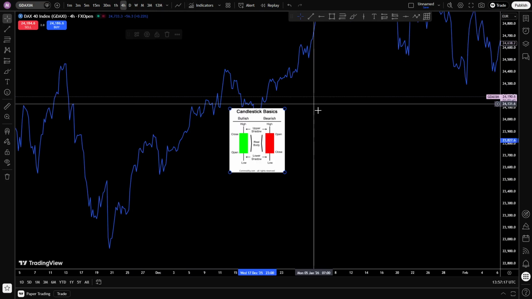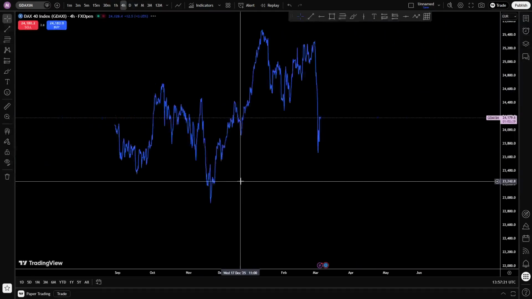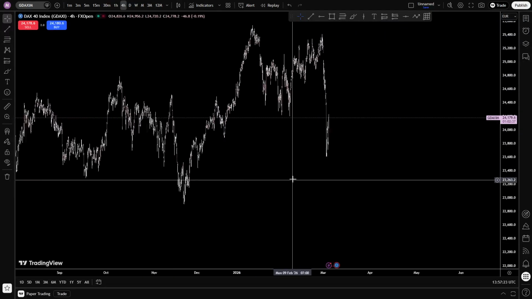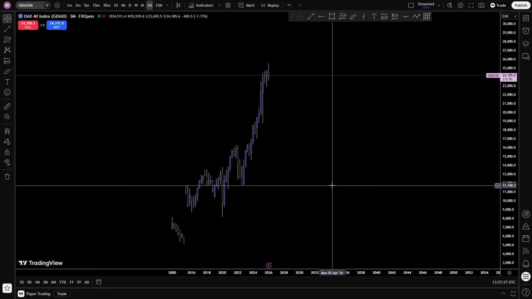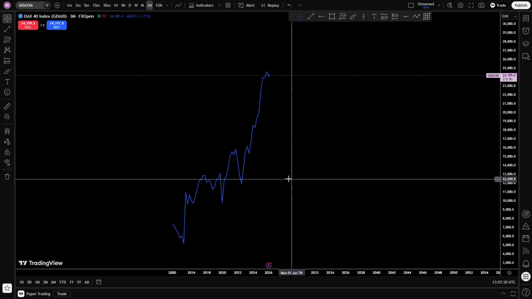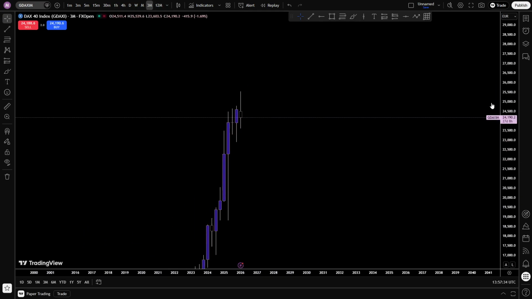So next up, what is a candlestick? Because the chart doesn't look like this. The chart looks like this. Why is it better to look like this? Because a line chart shows you absolutely nothing. Candlesticks show you 4 data points.